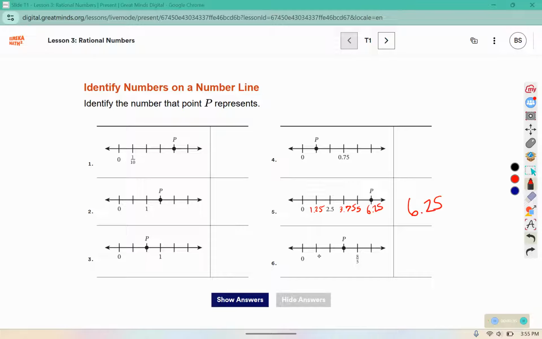This one it is counting, it skips 4 spots to get to 8/5. So if we split that into 4 parts, each of these should be 2/5. So 2/5, 4/5, 6/5. And go ahead and determine what P represents in the remaining problems.